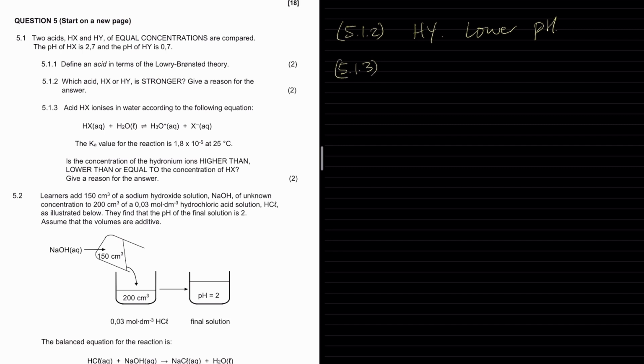5.1.3. HX ionizes in water. The Ka value is 1.8 times 10 to the minus 5. Is the concentration of the hydronium ions higher than, lower than, or equal to the concentration of HX? So it's going to be lower than, and the reason is the Ka is low, which means that the acid ionizes partially.